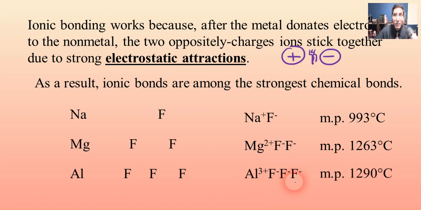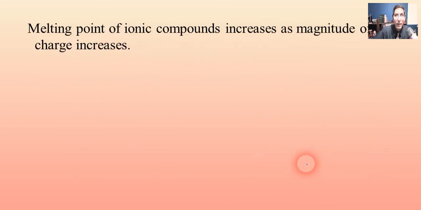Its melting point is even higher still. It's 1,290 degrees Celsius. Now, if you look at this, do you notice that there's kind of a pattern? It seems that as the magnitude of the charge increases, the melting point increases as well. We see that here, that as the charge goes up, the melting point of the compound goes up as well. This is easily explained, I should say, by Coulomb's law.